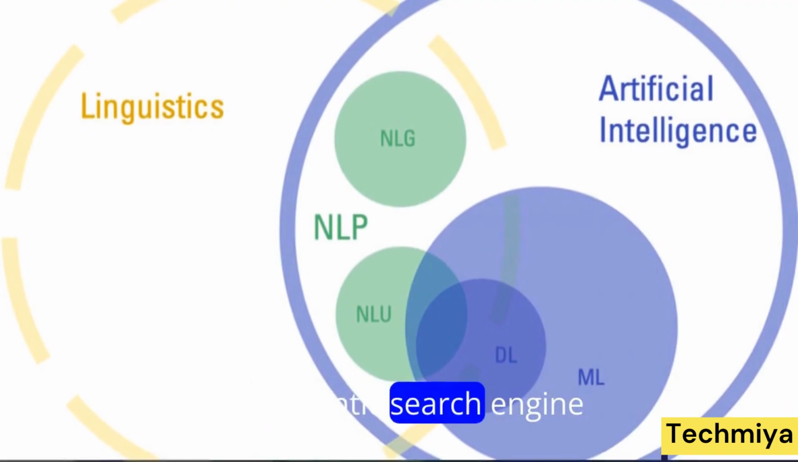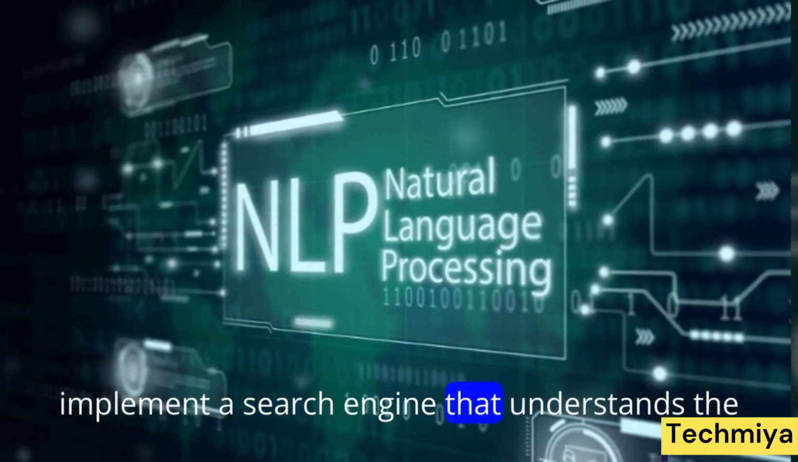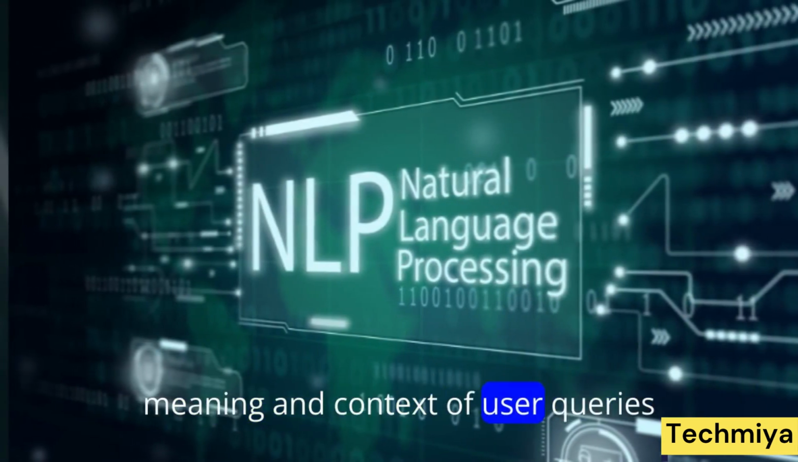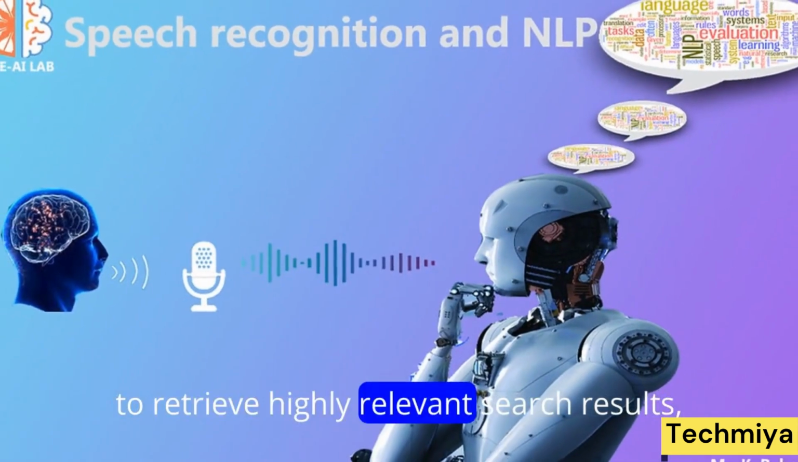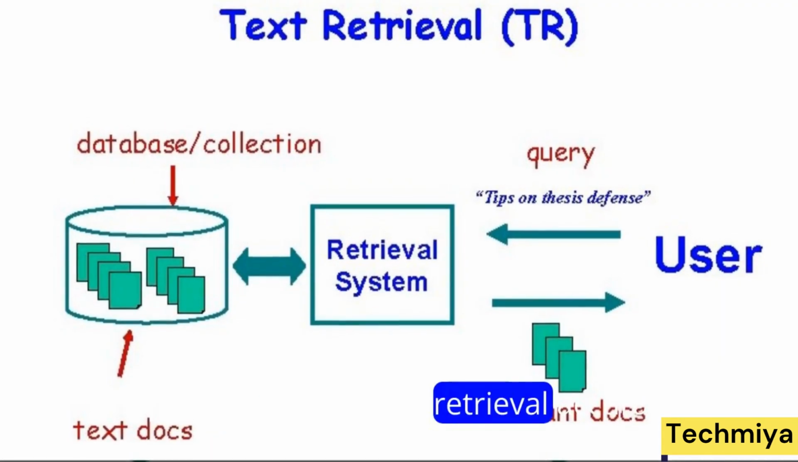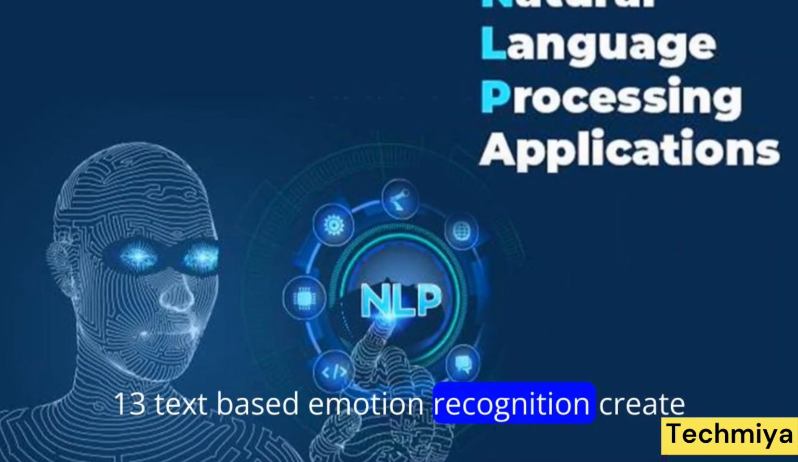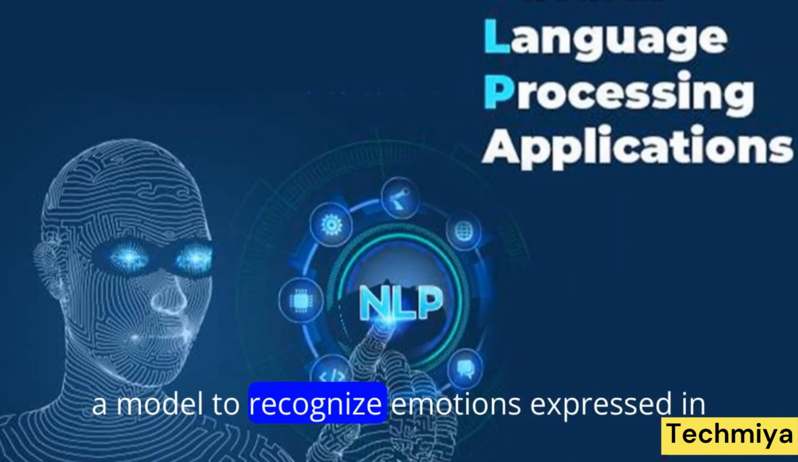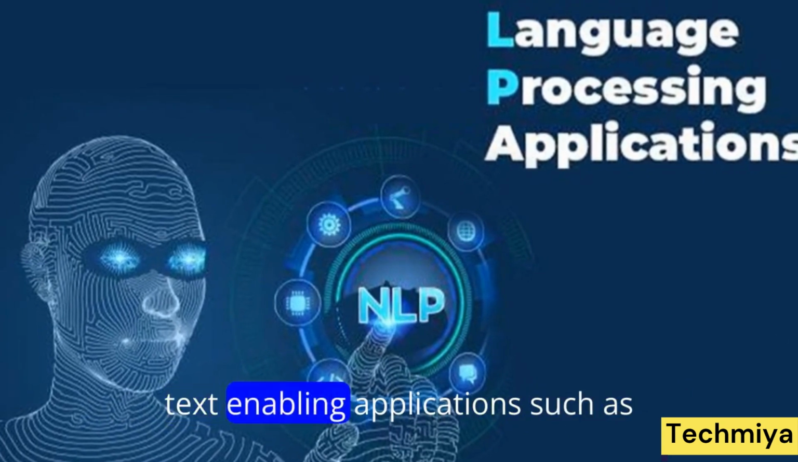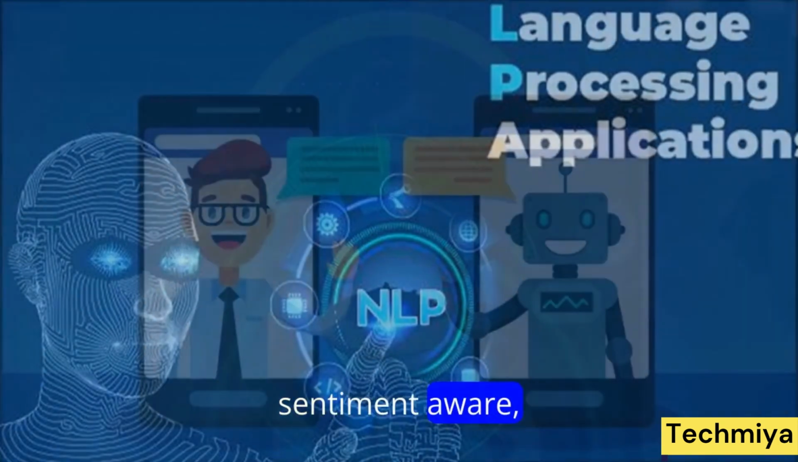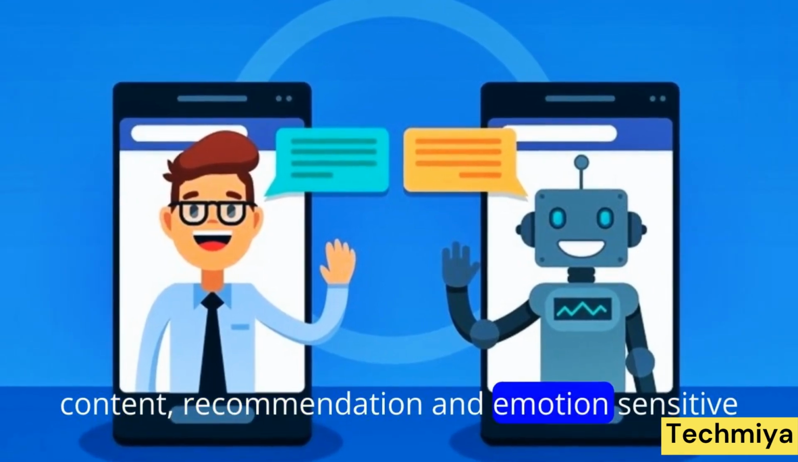12. Semantic search engine. Implement a search engine that understands the meaning and context of user queries to retrieve highly relevant search results, improving information retrieval accuracy. 13. Text-based emotion recognition. Create a model to recognize emotions expressed in text, enabling applications such as sentiment-aware content recommendation and emotion-sensitive chatbots.